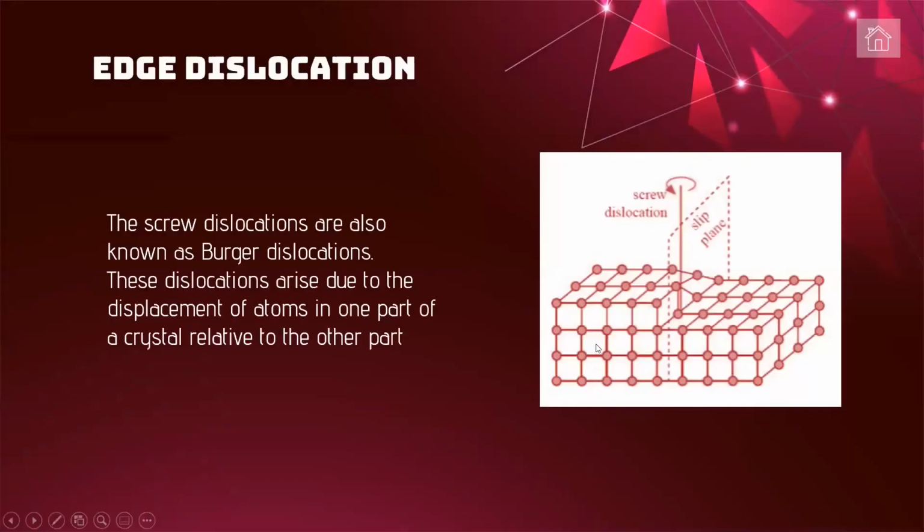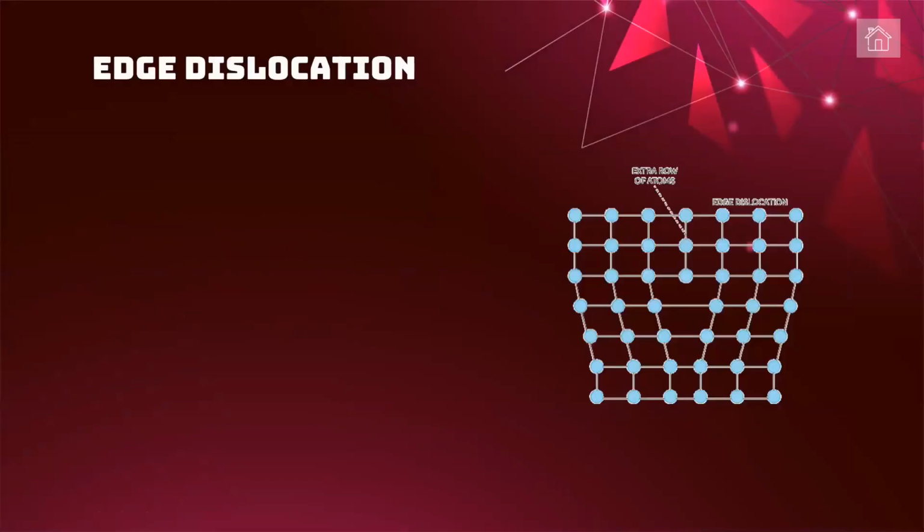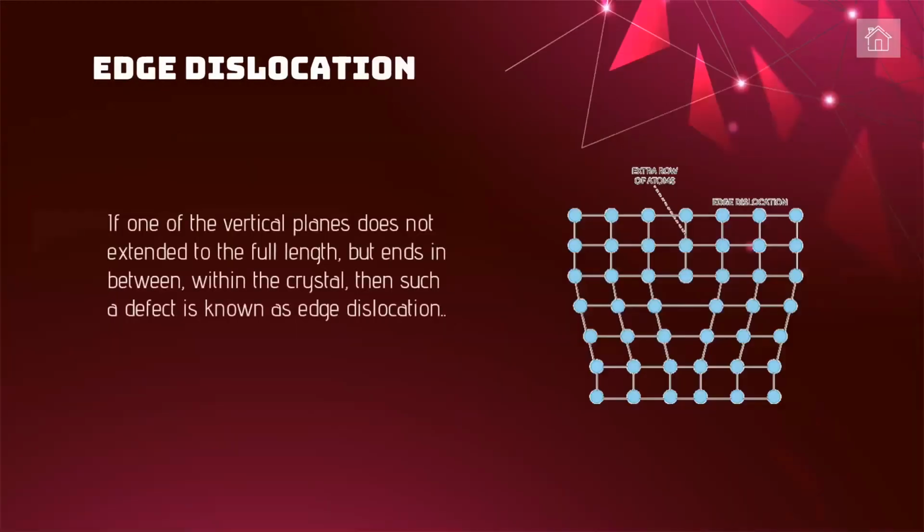Okay, so Abdul explained until line defects. And now we'll explain edge dislocation. Edge dislocation is when one of the vertical planes is not extended to full length but ends in between within the crystal. Then such a defect is known as edge dislocation. So it's over right here. We're creating it from halfway here up to here, which is the edge of the new edge dislocation.